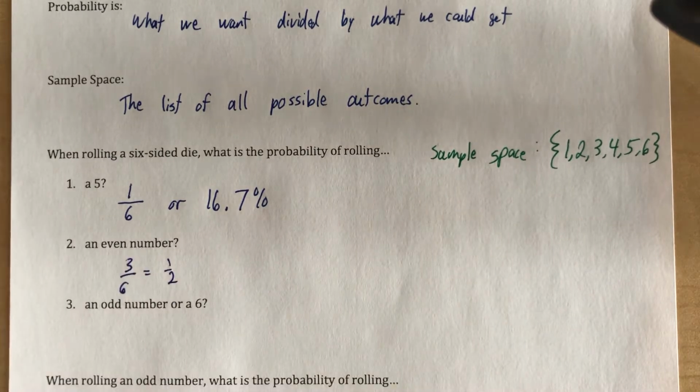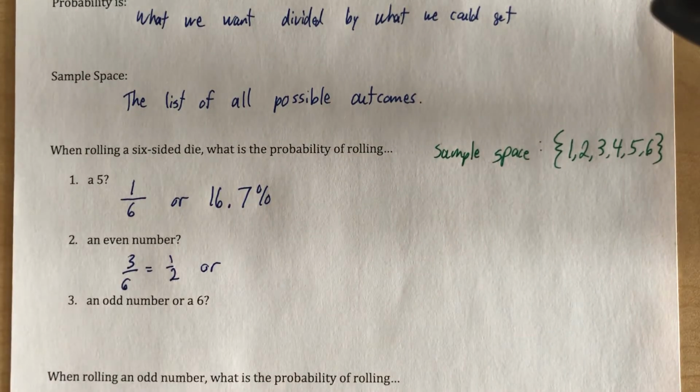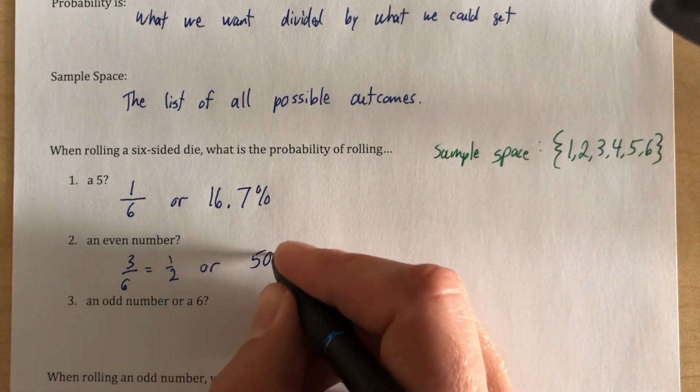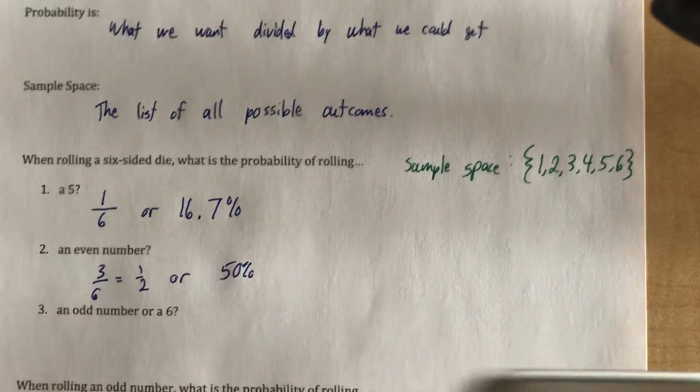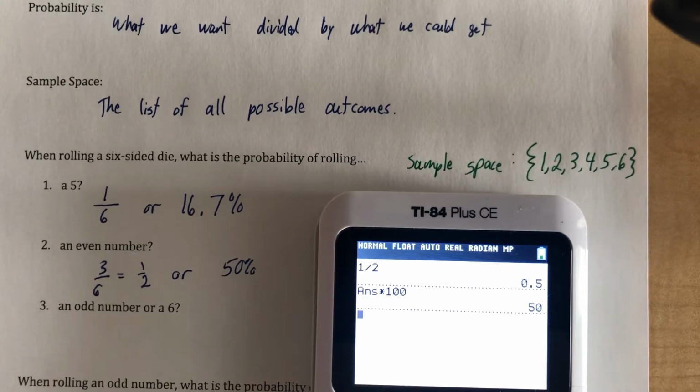I'm cool with either one of those, but you know how to reduce a fraction, right? And then I'm going to go ahead and write down what it is, just to refresh your memory. 1/2 is 0.5. We'd multiply by 100 and we'd get 50%. I'm just throwing that out there.